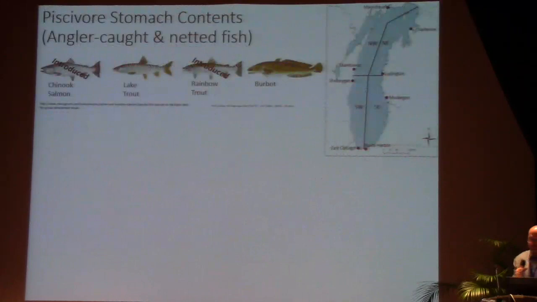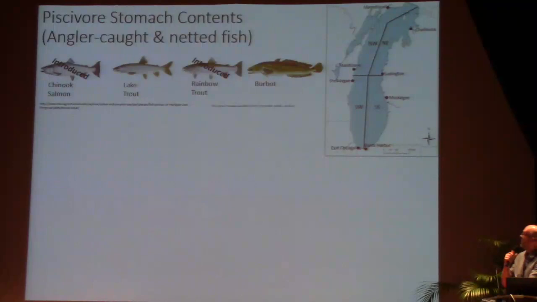And then finally, moving up the food web to look not only at these smaller invertebrate-feeding fishes, but also piscivorous fishes. Here we're looking at four regions of Lake Michigan, northwest, northeast, southwest, and southeast, and focusing on four species: two introduced piscivores, Chinook salmon and rainbow trout, and two native piscivores, lake trout and burbot.